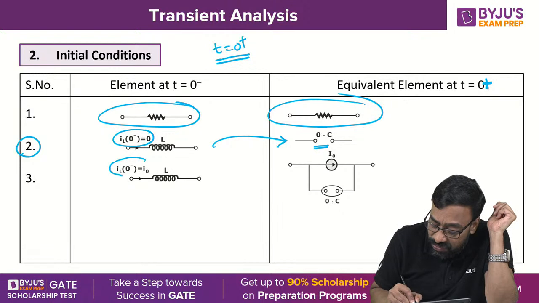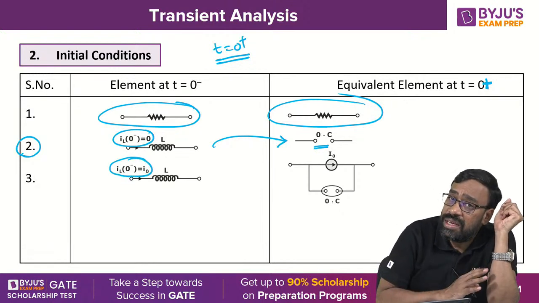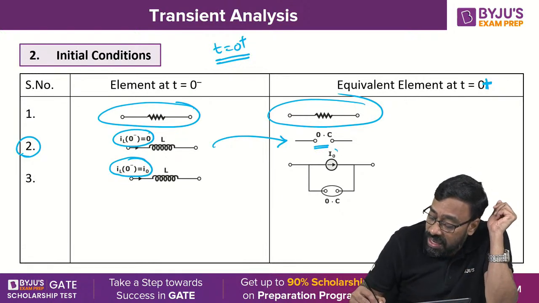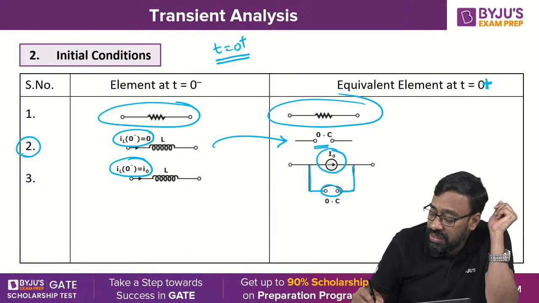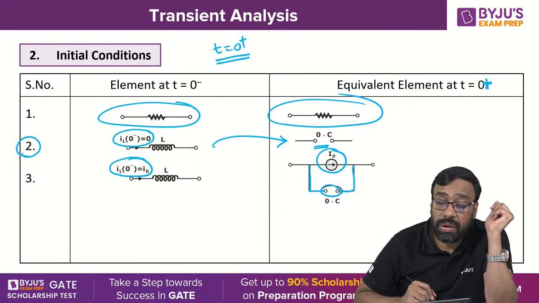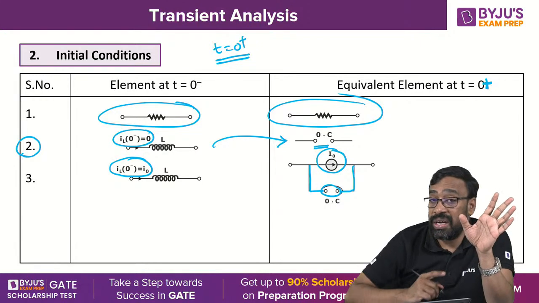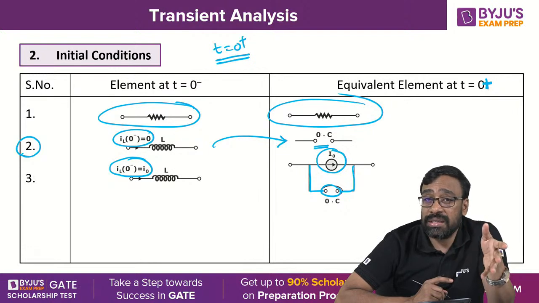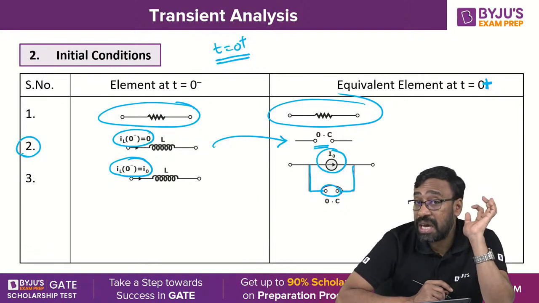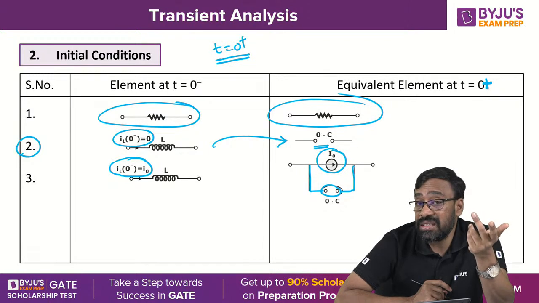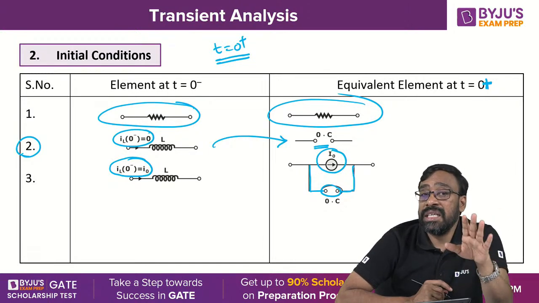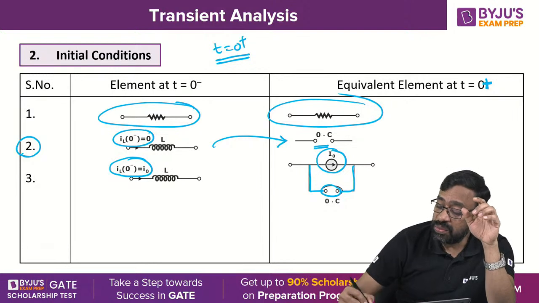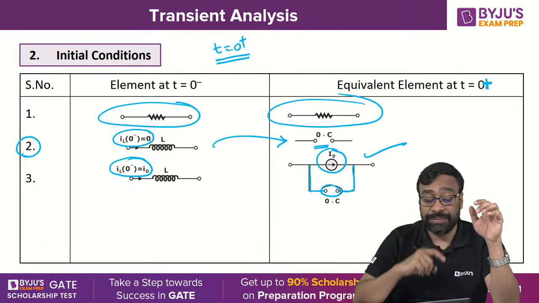Suppose some current was flowing, that is I0 at t equal to 0 minus. Then you replace it by an equivalent current source with a parallel inductor model. This is the inductor. Current source must be there: some current was flowing at t equal to 0 minus, and the same current should flow at t equal to 0 plus also. This current may not change instantaneously, with the assumption that the voltage across the inductor is finite. This is the equivalent circuit you are supposed to construct.